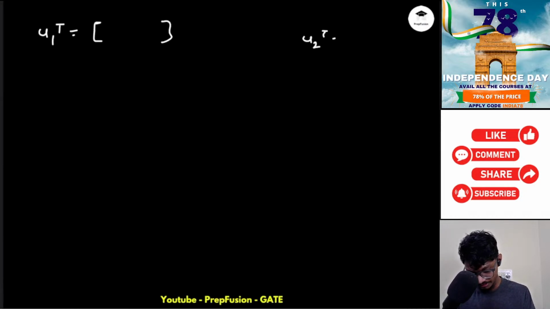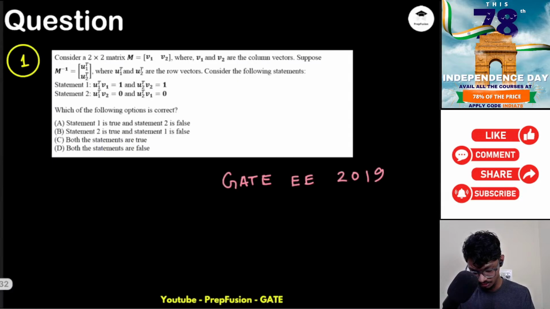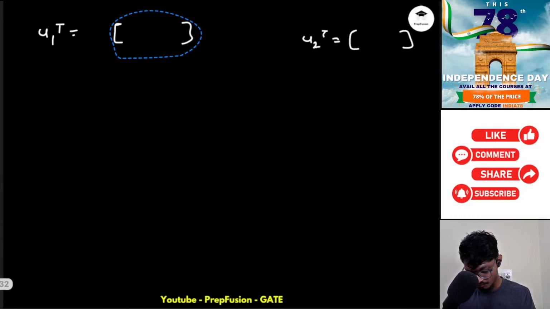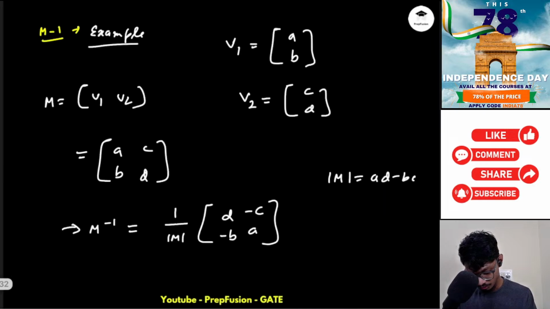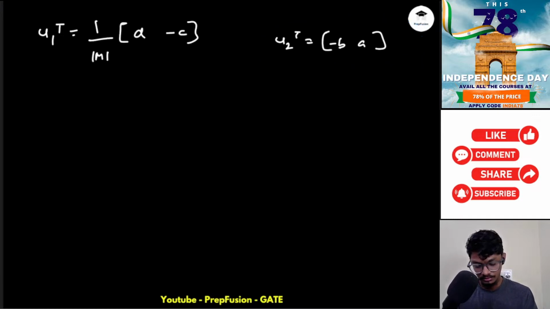u2 of t will have two elements. And what are those two elements? If I see carefully, these are the rows of M inverse, as they have explained. So if I write here, this will be d minus c divided by a common factor, that is the determinant of M, so I can write the determinant of M outside. This will be d minus c for u1 of t, and u2 of t will be minus b, a. So this is the u2 of t.